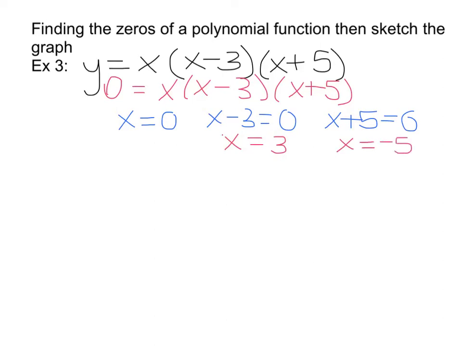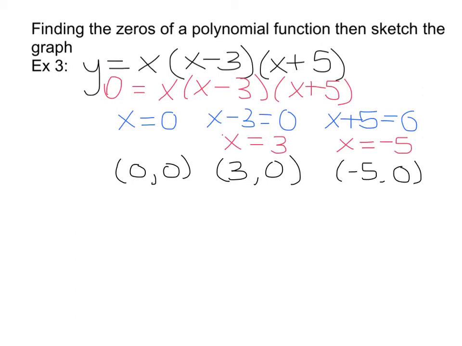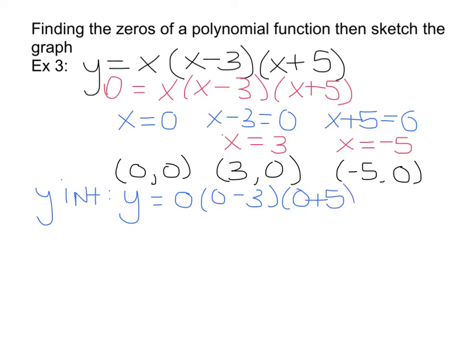So zeros are points that lie on the graph, so we need to write this as the point (0, 0), the point (3, 0), and the point (negative 5, 0). Okay, now we are going to want to find the y-intercept, just to give us another point to graph. So remember, to find the y-intercept of any function, you're just going to plug in 0 for x. So we have 0 times (0 minus 3) times (0 plus 5), and since we're multiplying by that 0 in the front, the y-intercept is the point (0, 0).